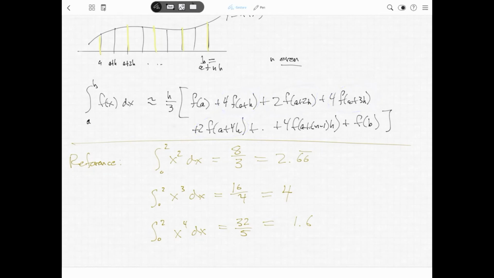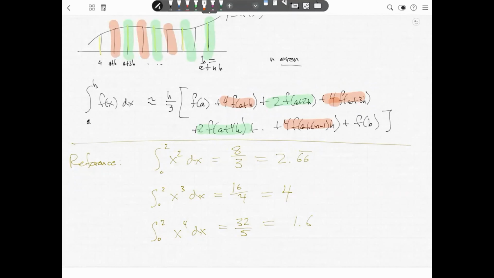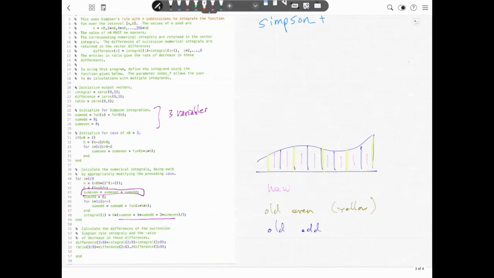Let me try color coding them. How about this? These are the odd nodes, and these are the even nodes. Right? So even nodes here, and odd nodes there. Okay. And then he does the same thing. He computes the integrals for various different values of n, doubling the value of n each time, and then compares them all by looking at the differences and the ratios between the differences.